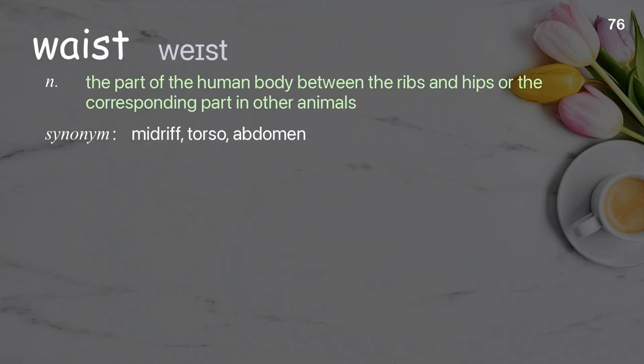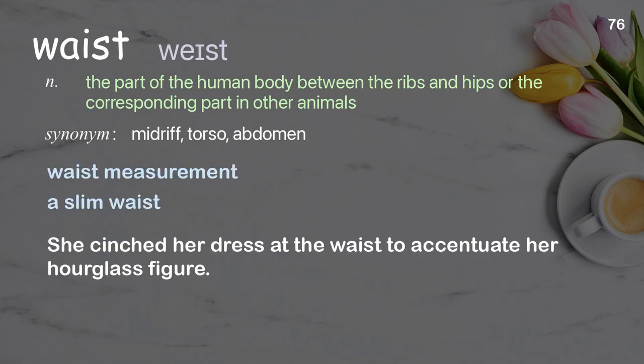Waist: the part of the human body between the ribs and hips, or the corresponding part in other animals. Examples: waist measurement, a slim waist. She cinched her dress at the waist to accentuate her hourglass figure.